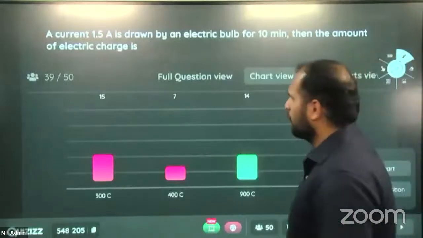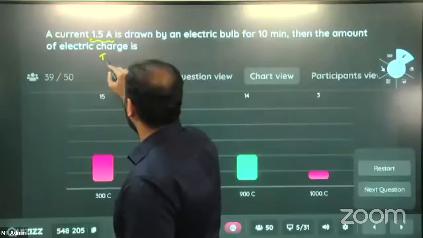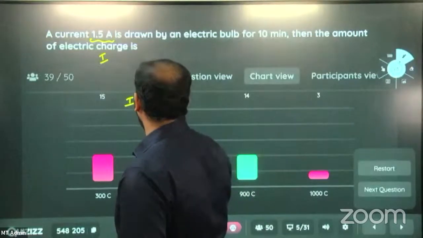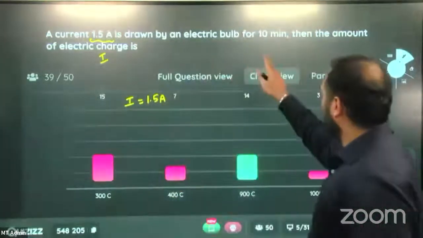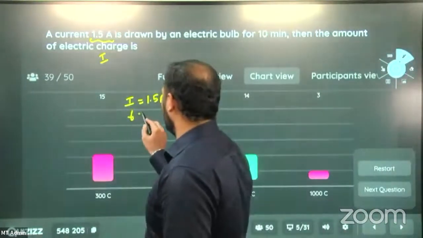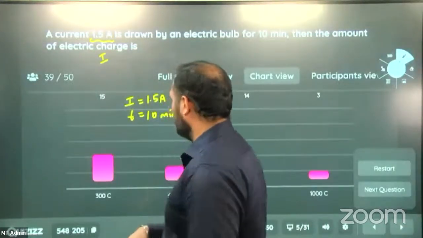First of all, what is this part given? This part is nothing but your current. So I can say that current is 1.5 amperes. Electric bulb for how many minutes? The time is nothing but 10 minutes.